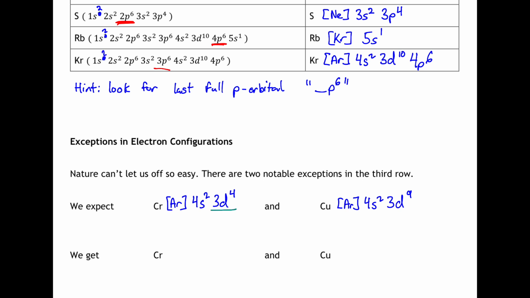So if I look at this one and I look at this one, what do they have in common? They're both not quite full, and that's kind of the thing. So d4 is 1 short of half full. d5 would be half full because the whole orbital is 10. And then d9 is 1 short of full.